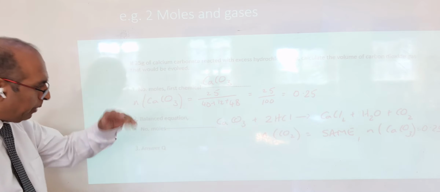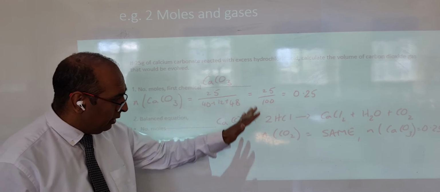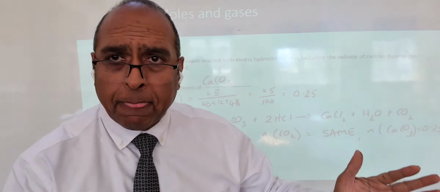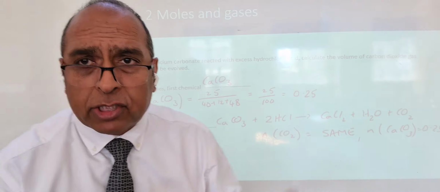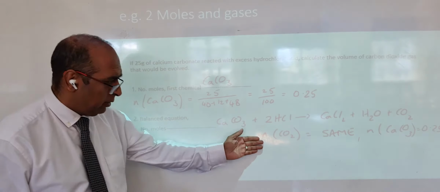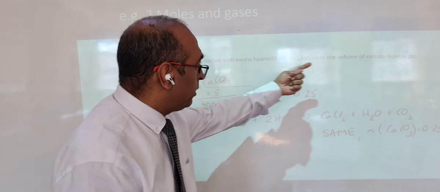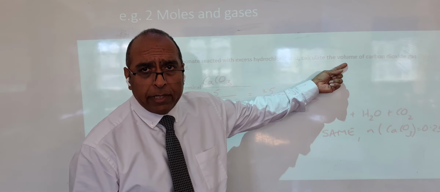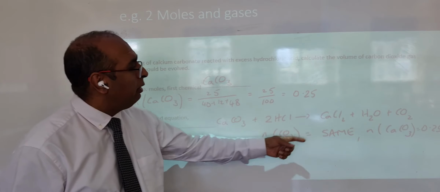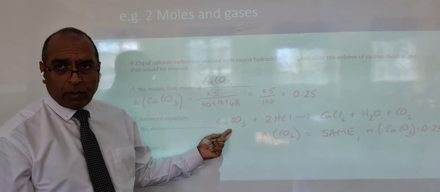Step two, balanced equation. Calcium carbonate with hydrochloric acid, you've got loads of acid. Makes calcium chloride and water and carbon dioxide. That's like carbonate plus acid makes salt, carbon dioxide and water. Right, number of moles of the second chemical. Remember the second chemical? Volume of carbon dioxide. Carbon dioxide, that's the second chemical. The first chemical is this one.